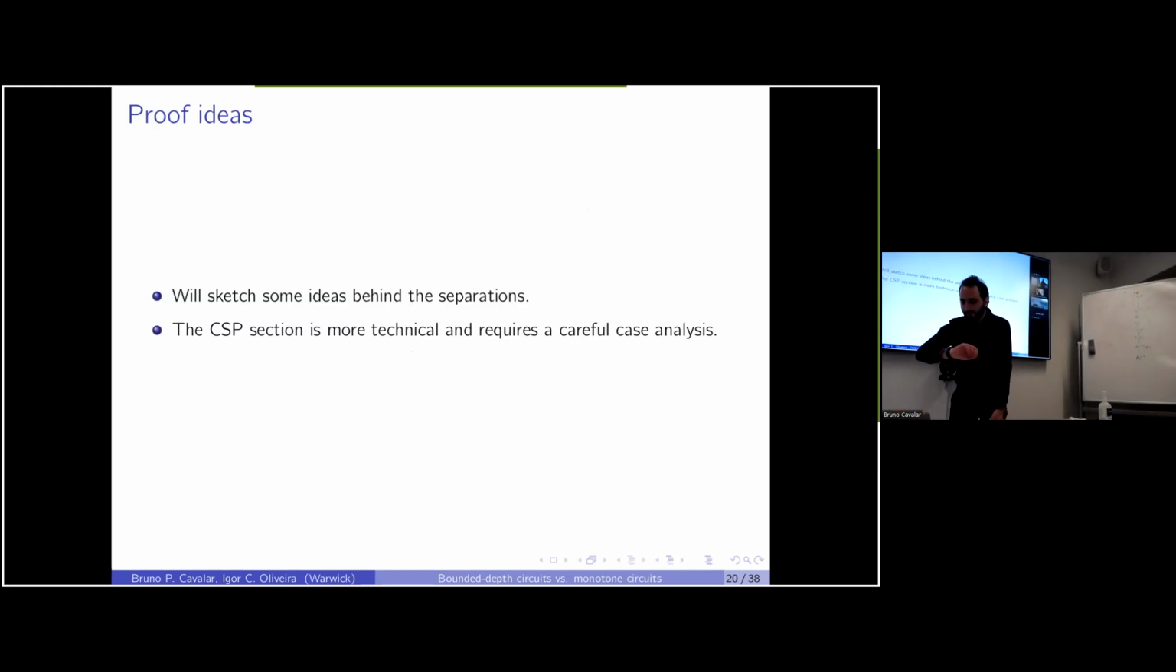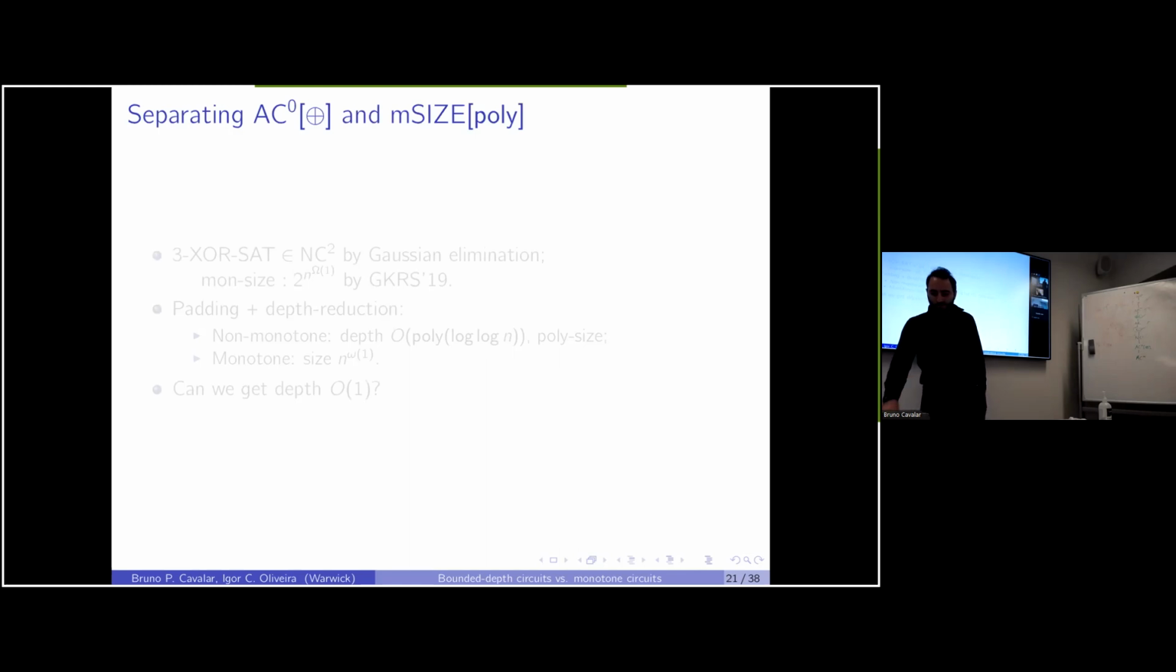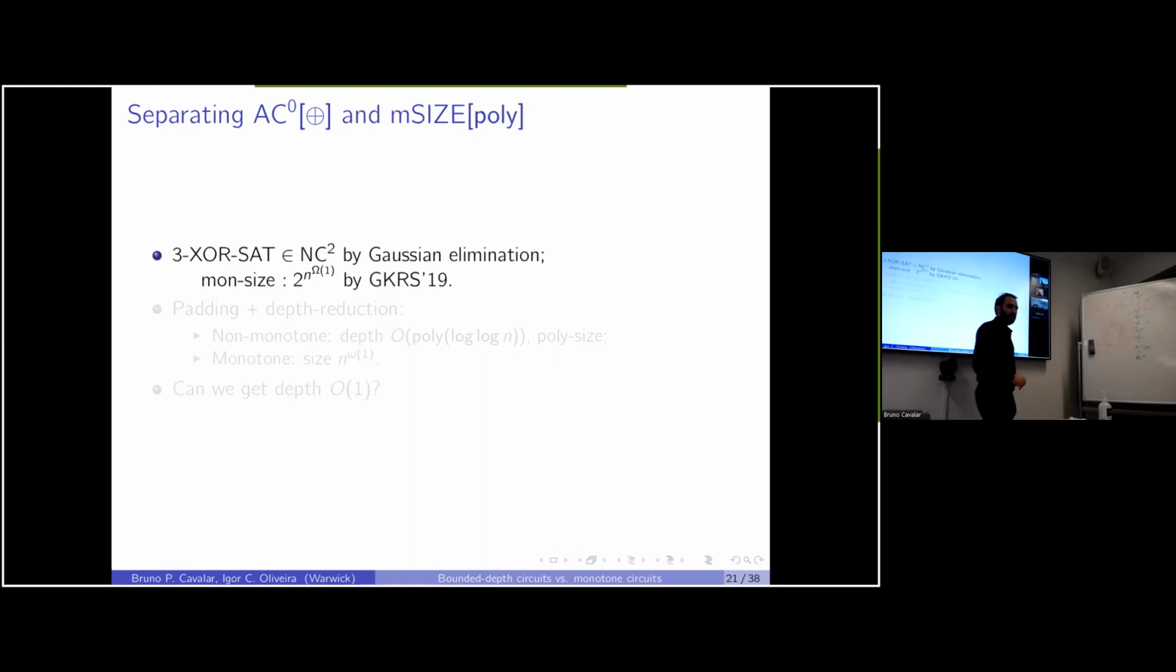Right. So I guess we even have some time to sketch some of the proof ideas. And in the CSP section, which is more technical, we can discuss the second part. Right. So how do you separate this zero parity and polynomial size monotone circuits? That upper bound just comes from Gaussian elimination. You can solve a linear system in polynomial time, right? And the lower bound is obtained by log k n.